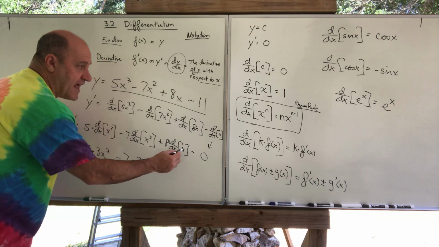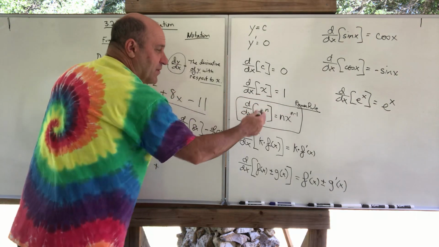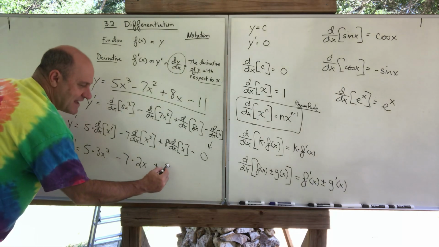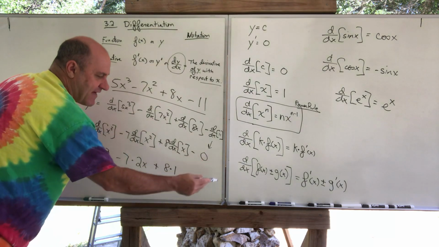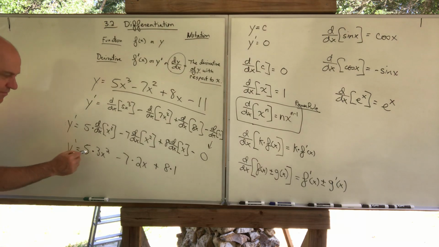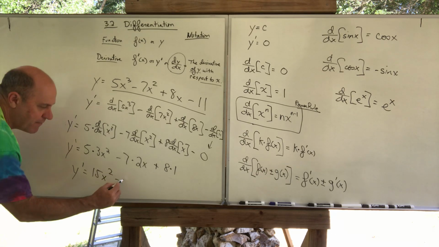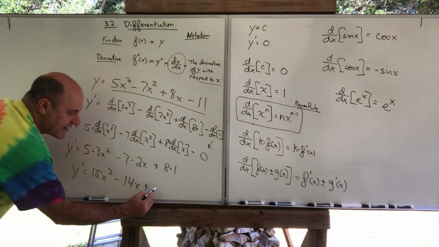What's the derivative of an x? We had its own little rule, but it's kind of a power rule. We know it's a 1, so that's an 8 times a 1. We've already got the constant done. It's a 0. Hey, you can multiply these back now. So the final answer is 15x squared minus 14x plus 8.